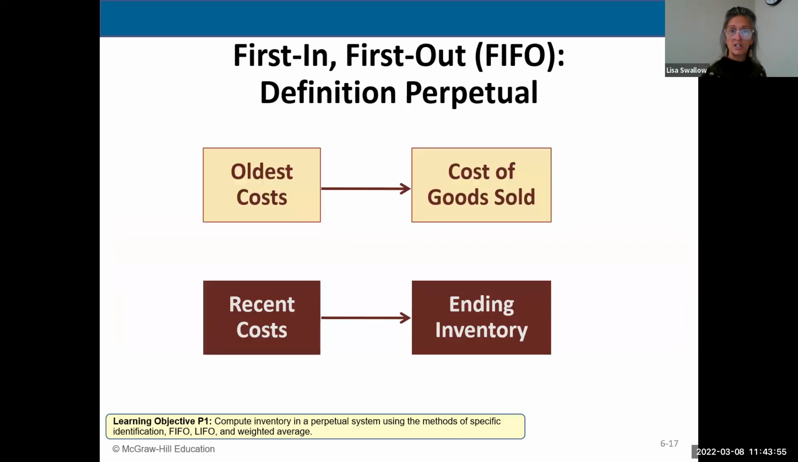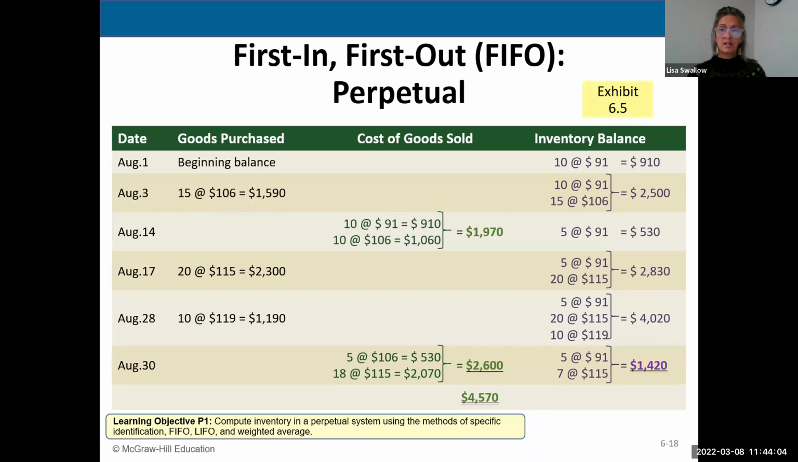So I'd like to go and illustrate FIFO, LIFO, and weighted average. So FIFO, oldest stuff becomes COGS, newest stuff is on my balance sheet. So let's look at this. This is the same data set that we were looking at on the bottom of page 216. And now you can see this slide is what's in your book on page 217. And this is what you are going to need to produce. So 4 columns: date, goods purchased, COGS, and inventory balance.